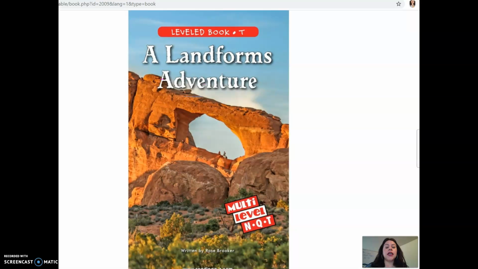Now we are going to take a look at the book that we are reading this week, which is called A Landform Adventure. We just learned what a landform is. A landform is a different type of mountain, canyons, hills. There are all these different types of situations. So I want you to make a prediction. What do you think that this book is going to be about based off the picture? Looking at the picture, what do you think it's going to be about?